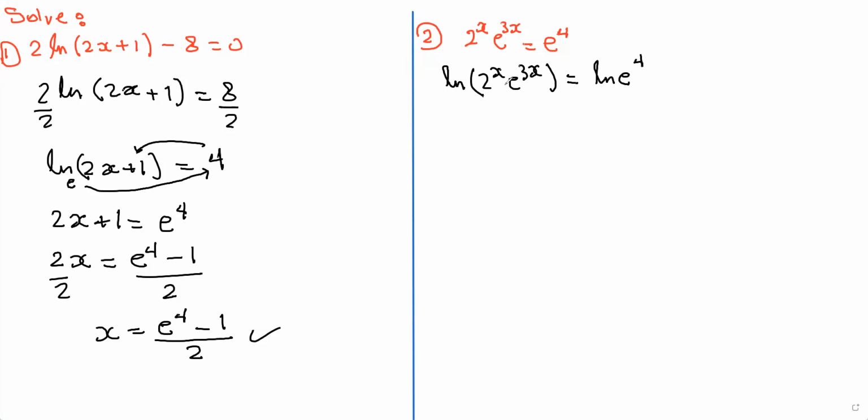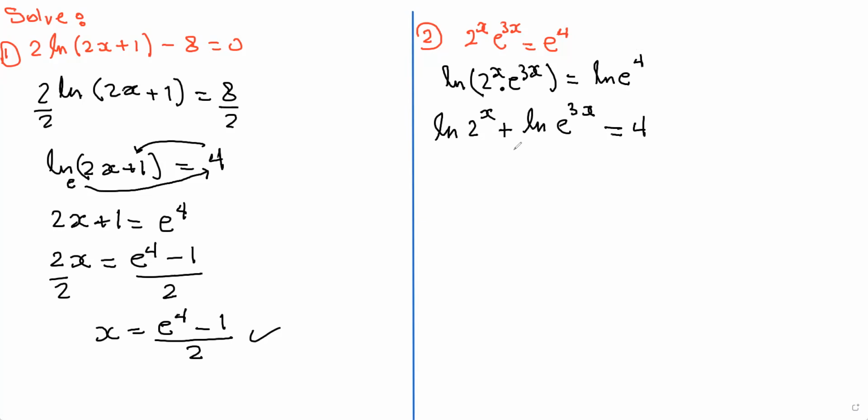And now, since I'm taking the ln of two things that are multiplied, you know if they're multiplied, you could change them to ln 2 to the power of x plus ln e to the 3x. So multiplication means you change it to adding. That's the log rule. And ln e to the 4, you bring the 4 down, and then you're left with ln e. And ln e is 1 because they are the opposite of one another. So ln e equals 1. So this will just give you 4.